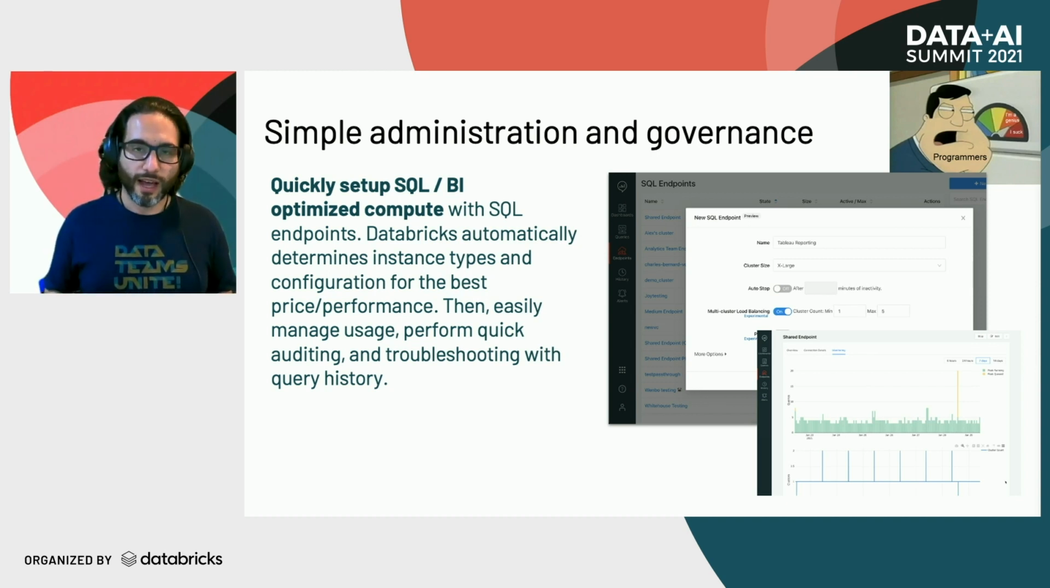If you want high concurrency on these endpoints, you can enable multi-clustered load balancing. If you're interested in low latency on these endpoints, you can enable the new vectorized execution engine that internally we call Photon. It'll probably have a different name, but you turn these features on if you want to enable that type of functionality.